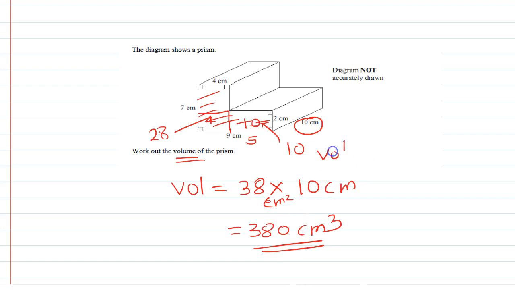So you must remember, volume is area of cross section times length, and area of cross section is this one, this front one. So it is 7 times 4 is 28, and this is 5, 5 times 2 is 10, 28 plus 10 is 38, 38 centimeter square times 10 centimeter, so it will be 380 centimeter cube.